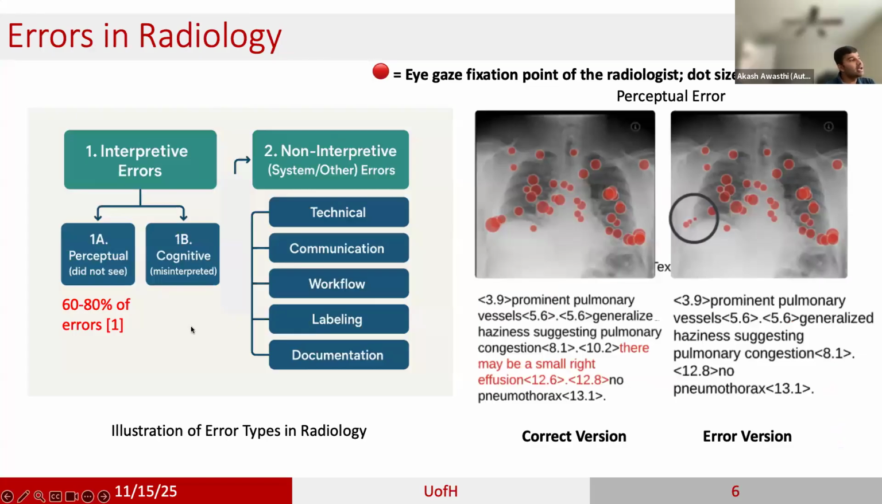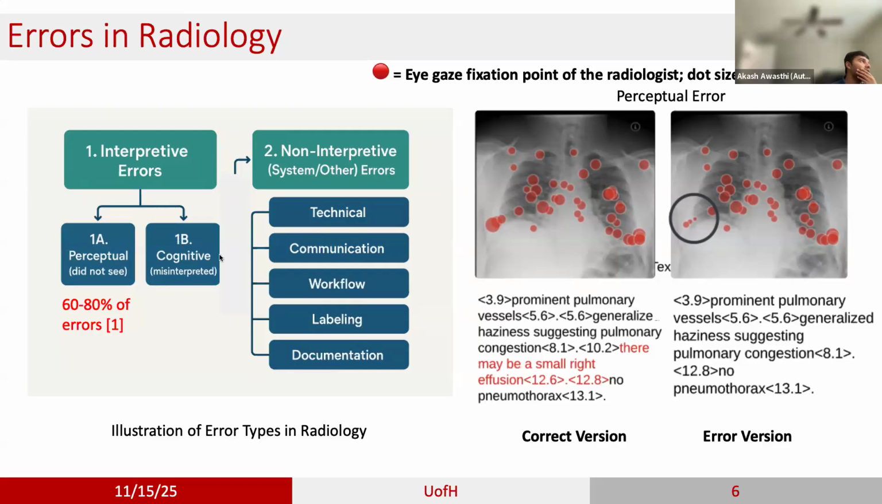So let's talk about, as I said, if you want to have those systems, the most important thing is they should be able to give feedback about the errors radiologists make. So if we want to develop those AI agentic systems, we need to have those systems with the capability of detecting and correcting and reasoning around those errors.